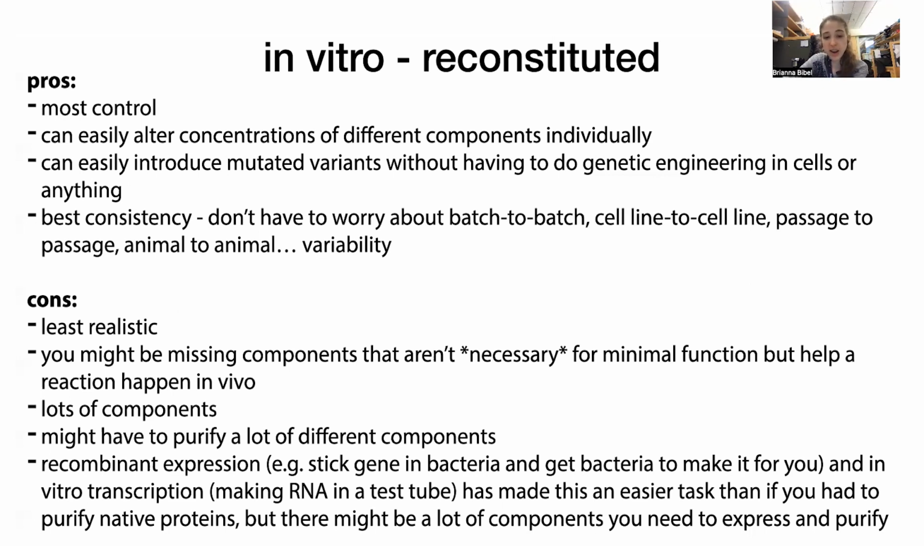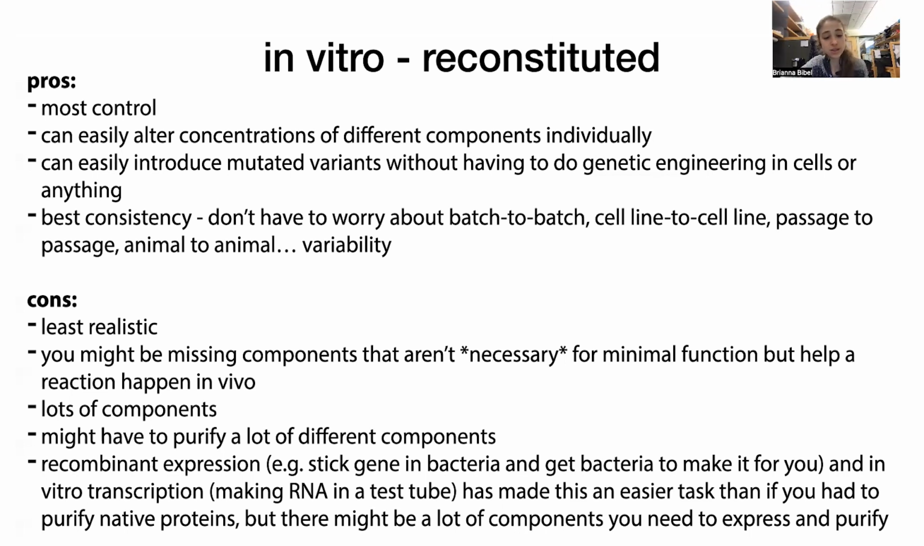So you might have to purify a lot of different components. Recombinant expression, where we put the gene into cells and get those cells to make the protein for us, as well as in vitro transcription, where we can make RNA in our test tube based on a DNA template, have made it an easier task than if you had to purify the native protein out of the cells that they're normally made in. But there might be a lot more components that you need to express and purify.